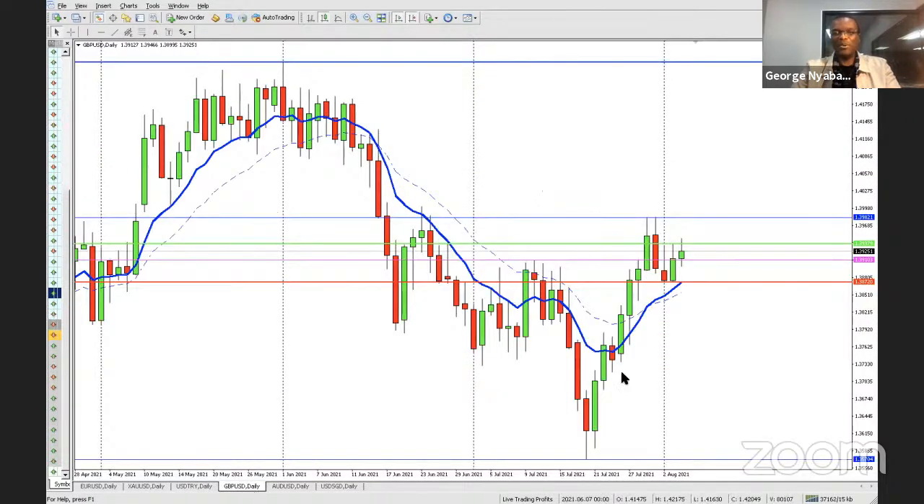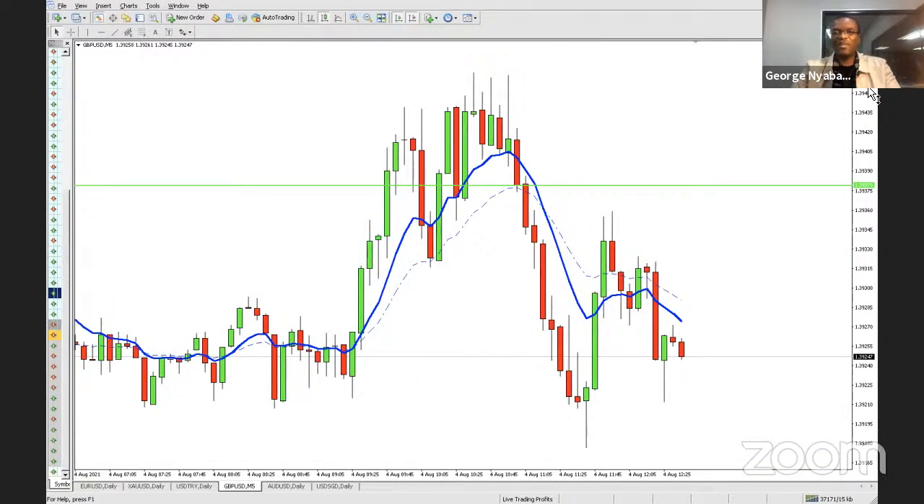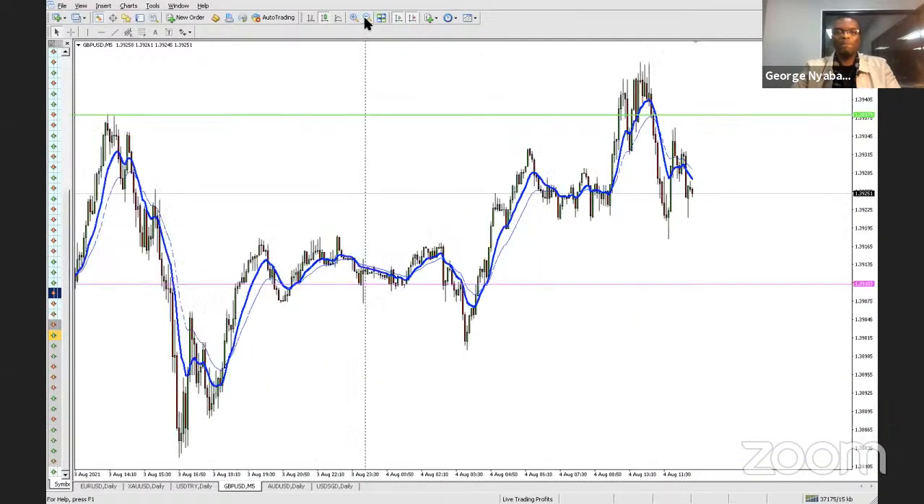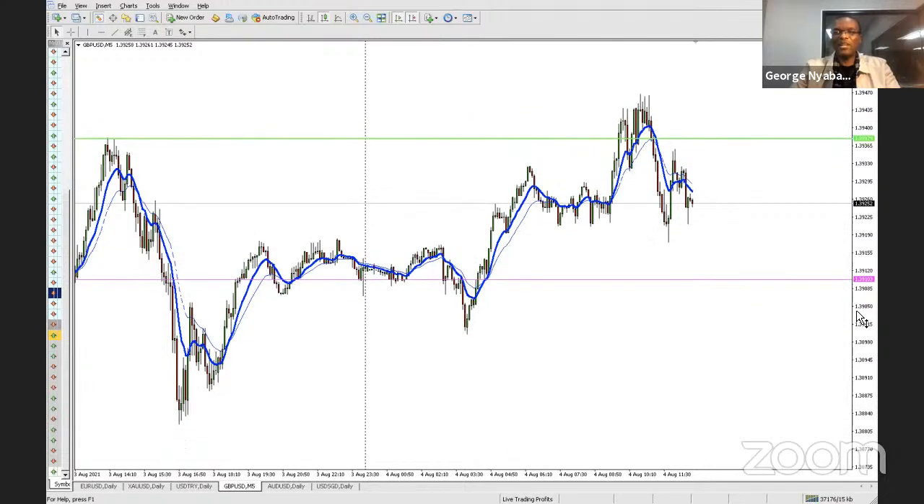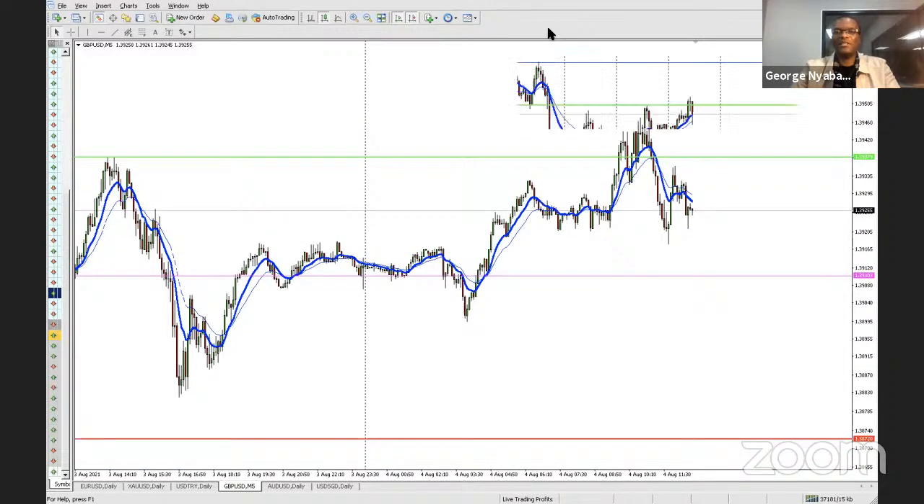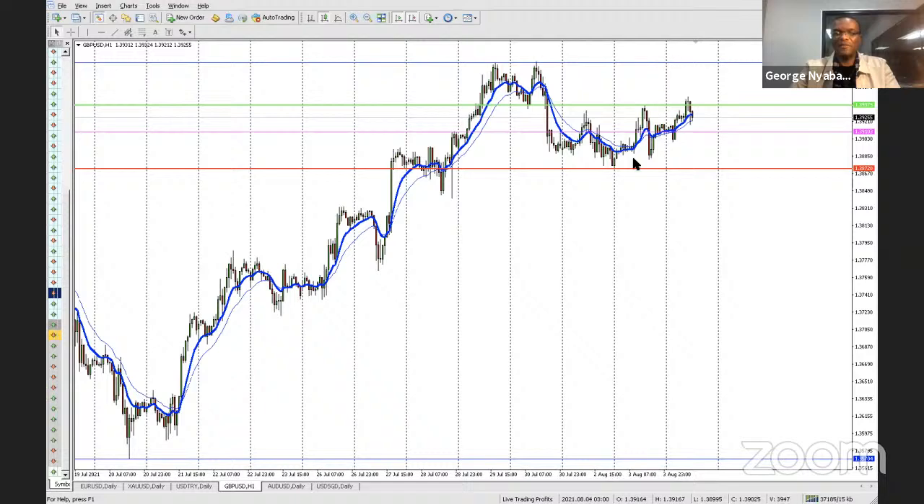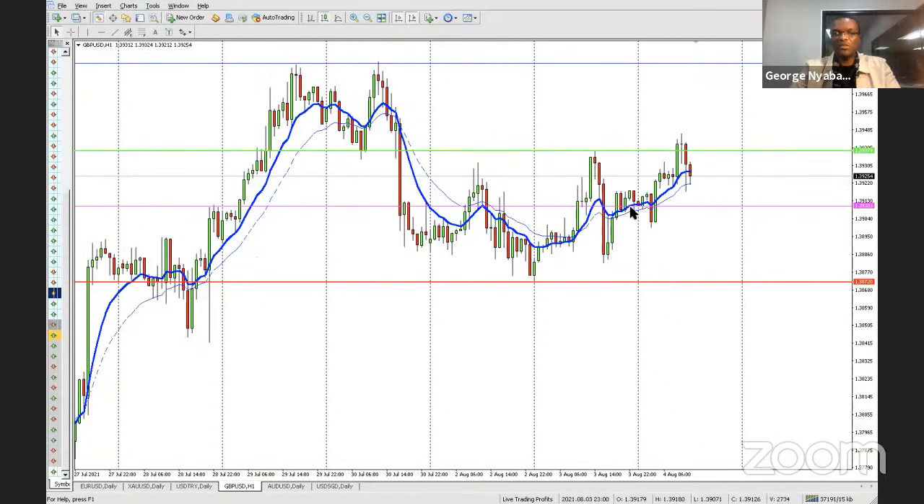Cable, sterling, pound, dollar, same thing. Yesterday's high, yesterday's low, open of the day. And then if you trade in the 5 minutes. By the way, because we trade the 5 minutes, that's why I'm making reference to it. I mean, you could be trading the hourly time frame. Trading the hourly time frame, same thing. Those key levels, yesterday's high, low, open, absolutely important to give you information in terms of how you're going to be trading.